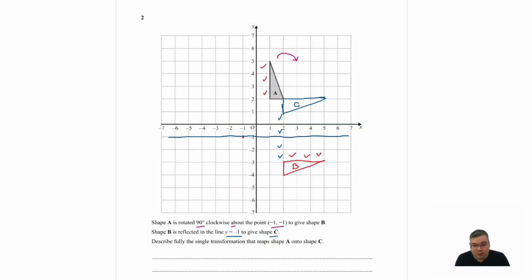So now we need to describe the single transformation that maps A to C. Okay, so clearly we can see this is reflection along the line y = x. So let's just write down reflection y = x.